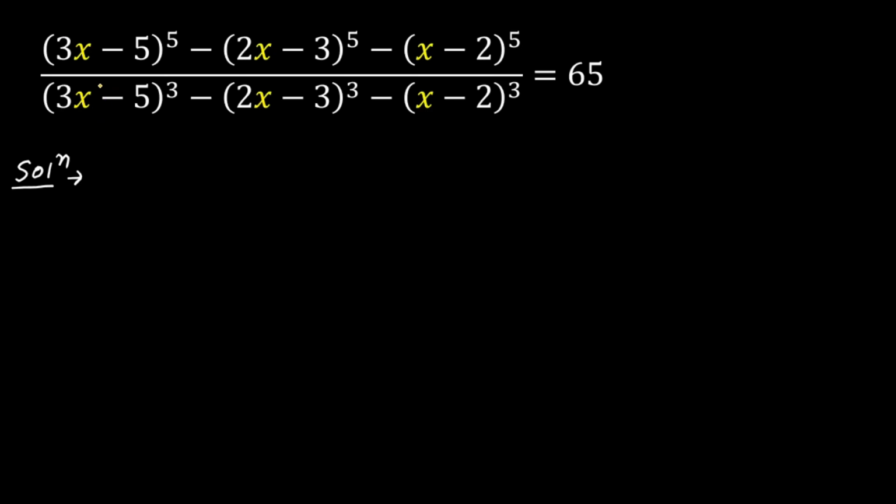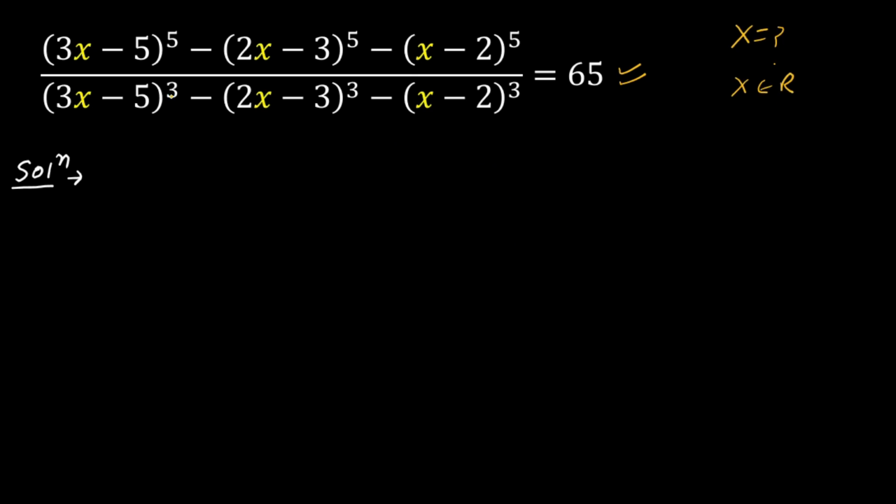Hello students, in this video we are going to solve ((3x − 5)^5 − (2x − 3)^5 − (x − 2)^5) divided by ((3x − 5)^3 − (2x − 3)^3 − (x − 2)^3), and this is equal to 65. Here we will find the value of x, where x belongs to the real numbers.